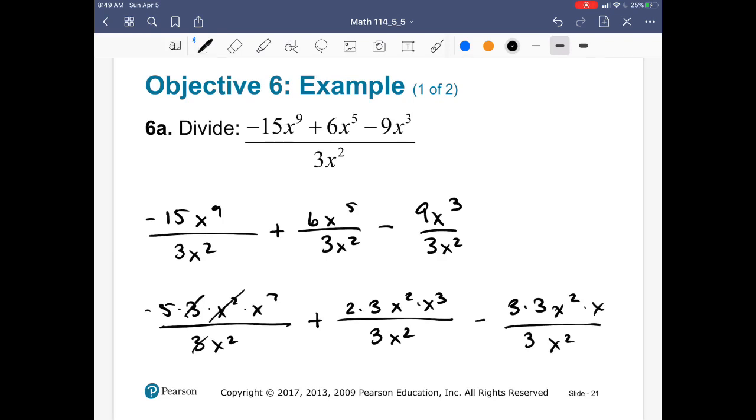So the 3 goes over with the 3, the x squared goes over with the x squared, so I have negative 5x to the 7th, plus the 3 cancels, the x squareds cancel, so I have 2x cubed, minus one of the threes cancels, the x squares cancel, 3x.